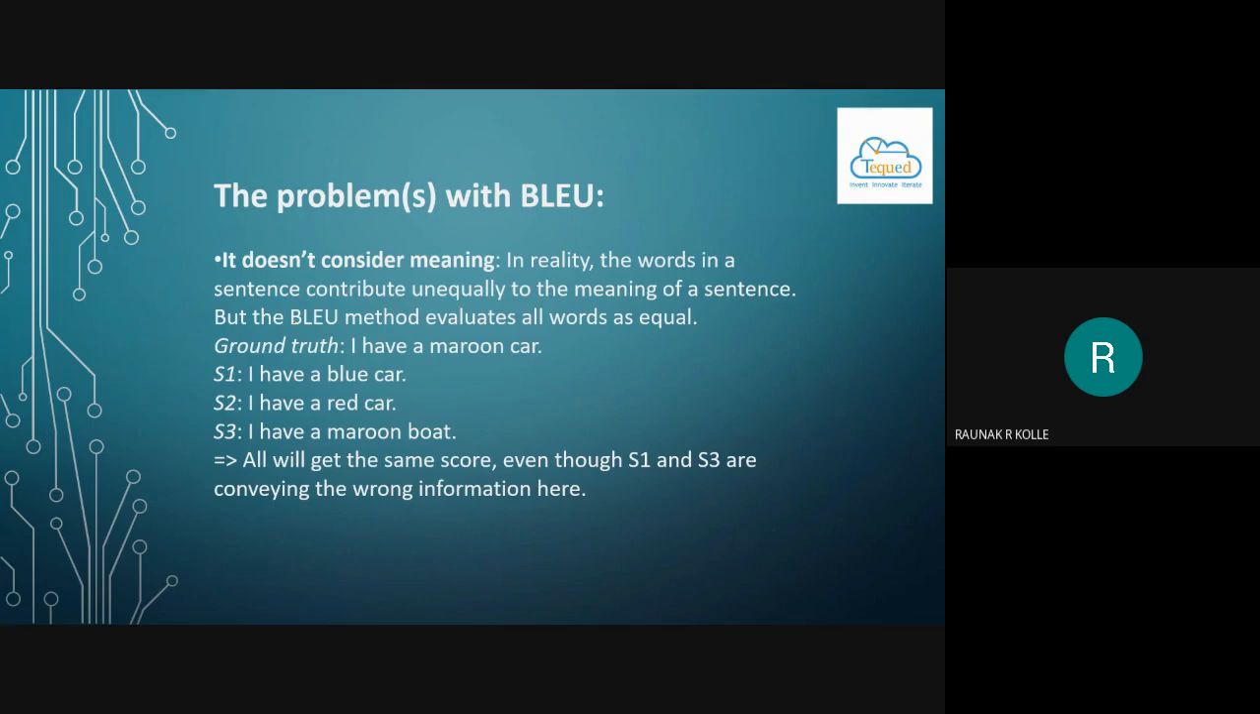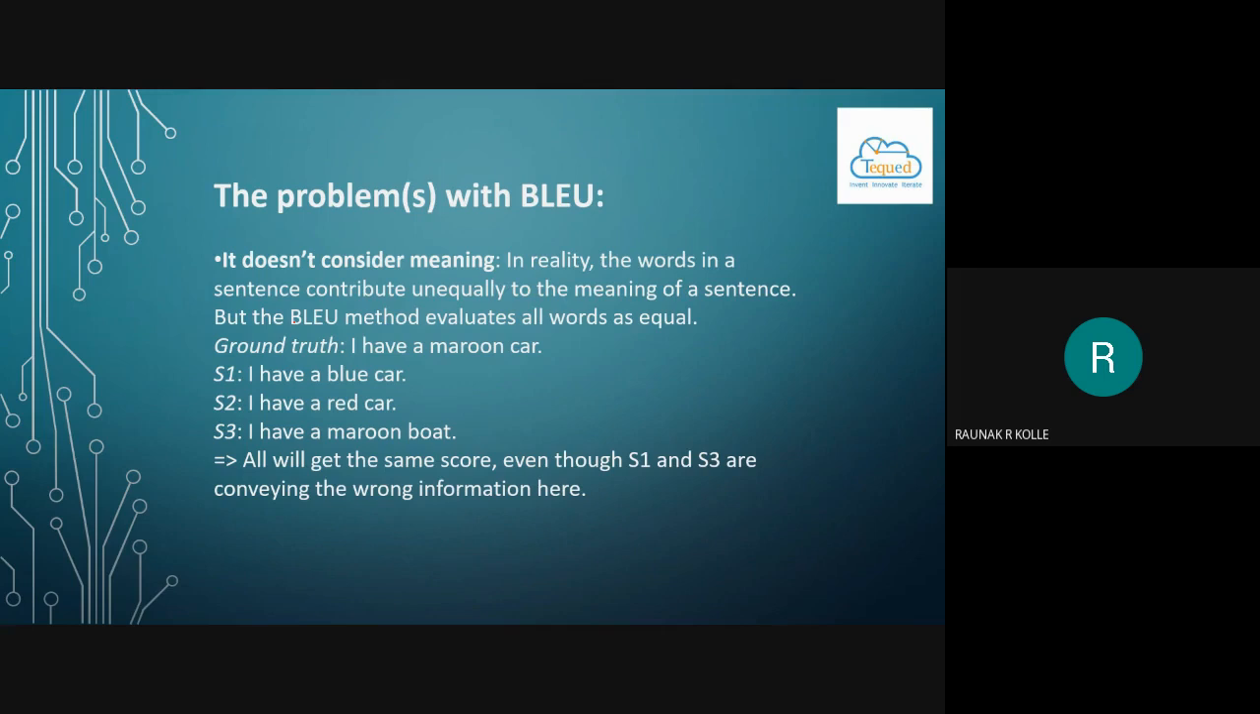The problems with BLEU score. The problems are as such, it doesn't consider meaning. In reality, the words in a sentence contribute unequally to the meaning of a sentence. So if there is a particular sentence and there is another similar sentence, but the wording is not similar to the ground sentence, it shows an error in the matching. Or we can say that it showcases that the two sentences are not similar.